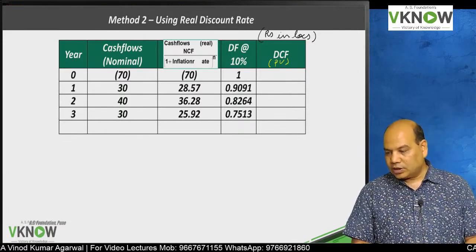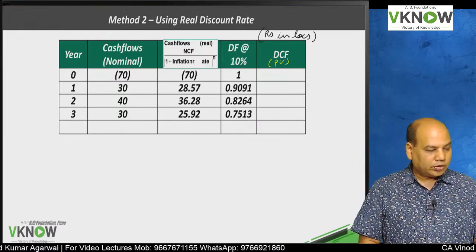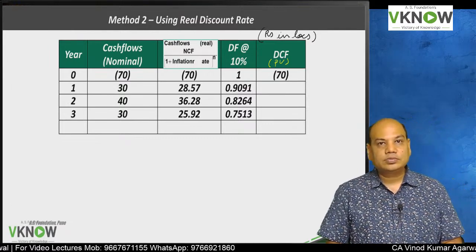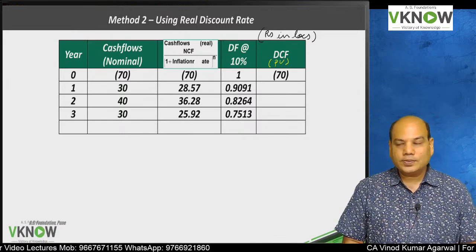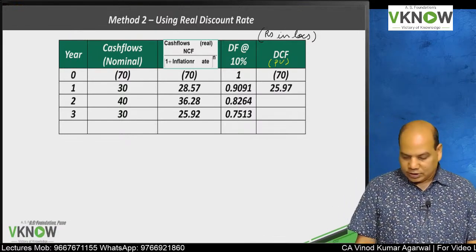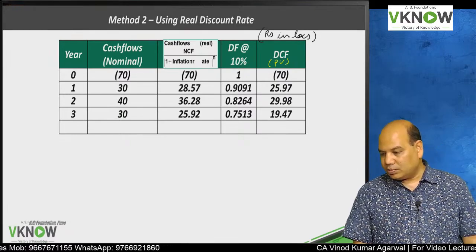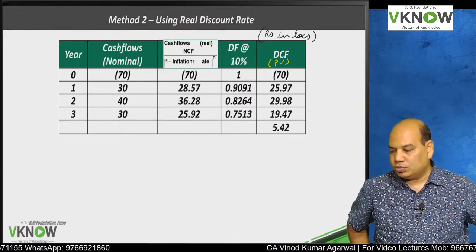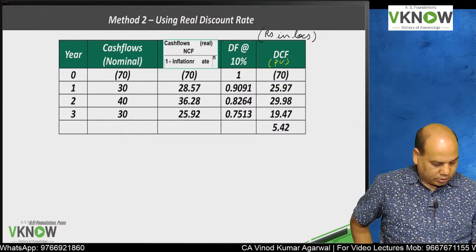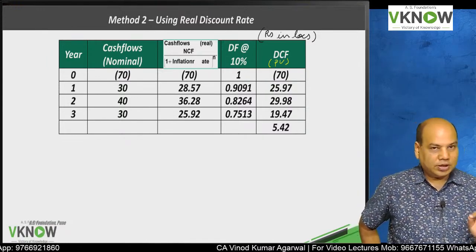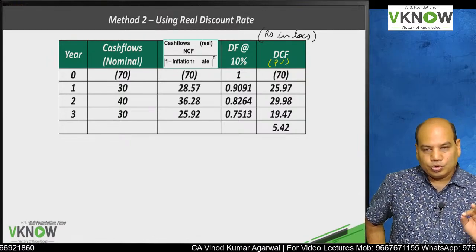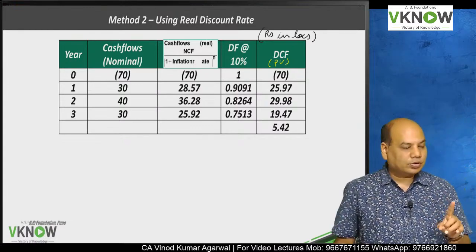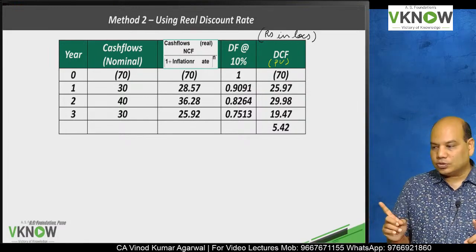So discounting factor at 10%, write down. Next, multiply, take total. How much is that? 70, 25.97, 29.98, 19.47, and the last one is 5.42. You will be very happy to note that the answer under the two methods are equal. This we have proved in the first question also, and now we have proved it in the fifth question also.